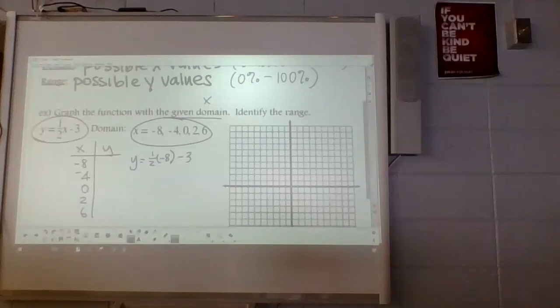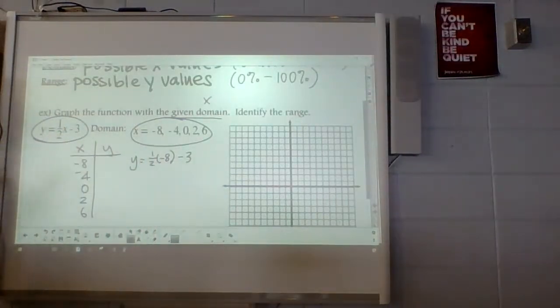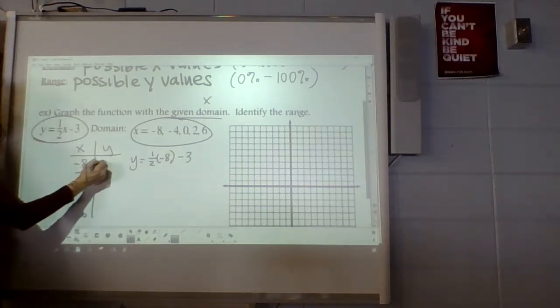So we're going to substitute that -8 in and figure out what our y is going to be. So we're going to put that in and do the math with it. We're going to multiply and then subtract. And if you need a calculator, you're welcome to. Half of -8 though is -4. Then -3 is going to be -7.